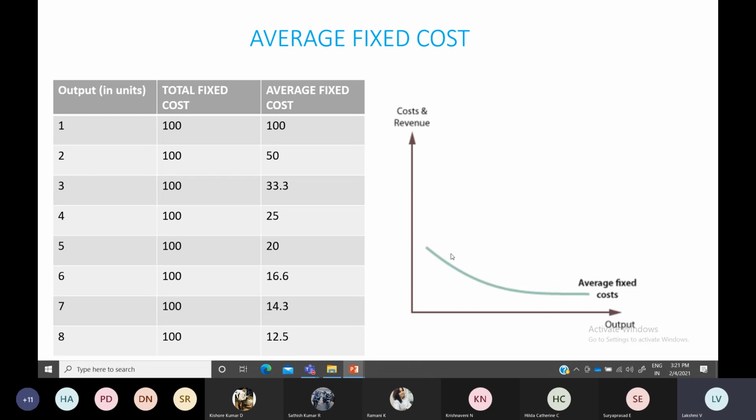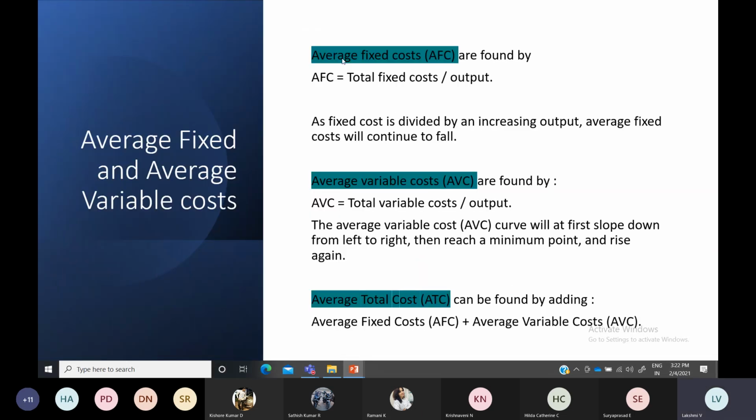So your average fixed cost curve and your total fixed cost curve are different. Total fixed cost means whatever be the level of output, you are going to incur the same amount, as you pay rent for your building, as you pay interest for a bank loan, all those are constant. But average fixed cost you obtain by total fixed cost divided by output. So it starts to decline. So that's why the curve is like this, declining. So that's what average fixed cost is.